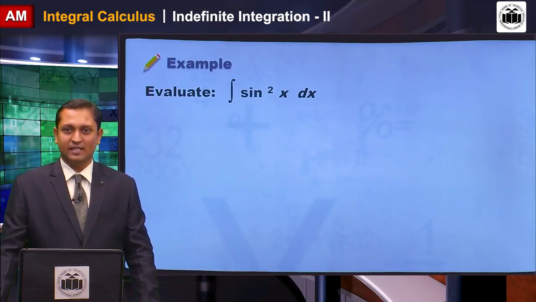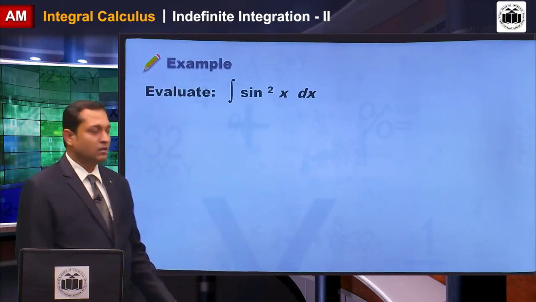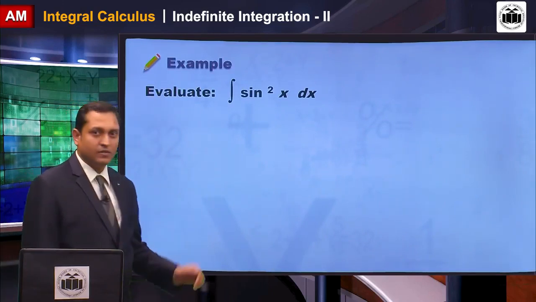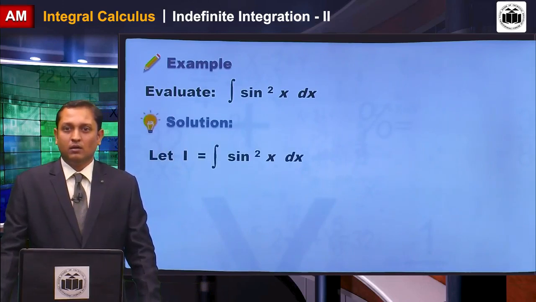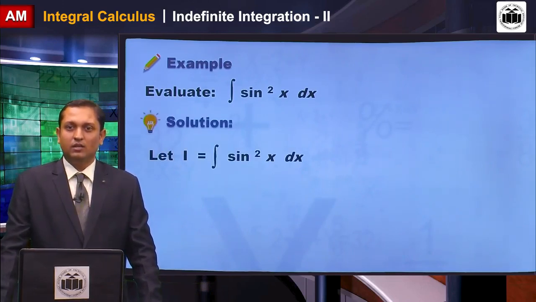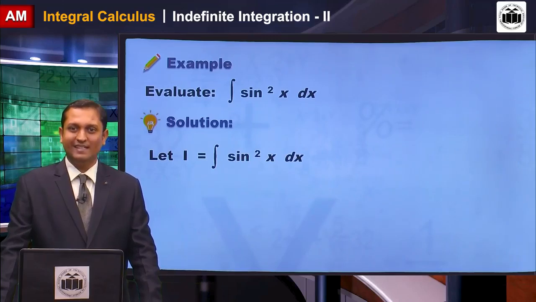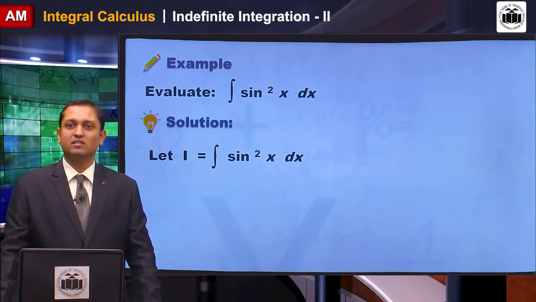Let's see the next example now. Evaluate integral sine square x dx. Initially, we will denote the integral with the symbol I. So let I equal to integral sine square x dx.